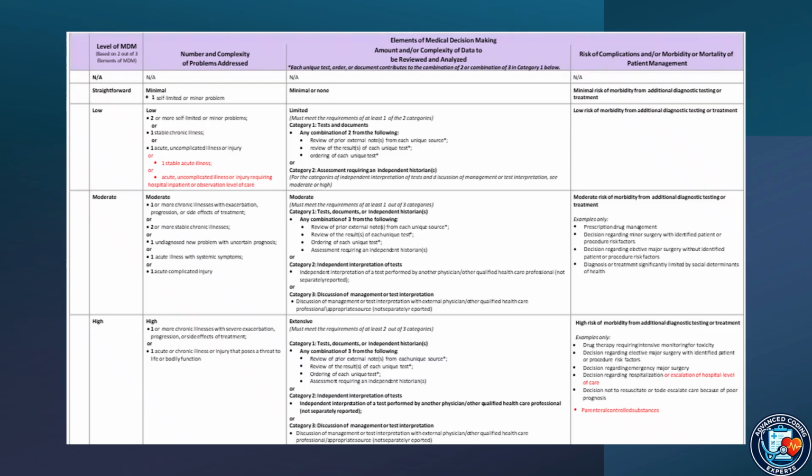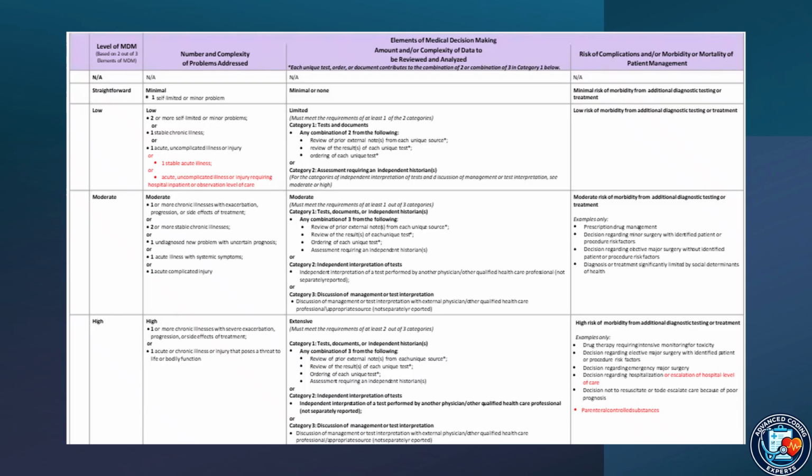Remember I mentioned you have categories 1, 2, and 3 with bullets? I call them buckets. That makes up each category. If you look at limited, see where it states must meet the requirements of at least one of the 2 categories, but also under category 1, it states any combination of 2 from the following. So, you can see that it's ordering, reviewing of each unique test.